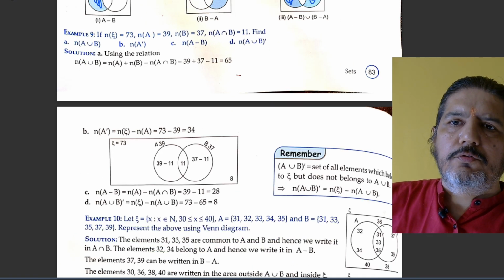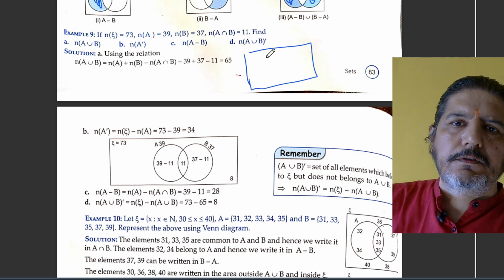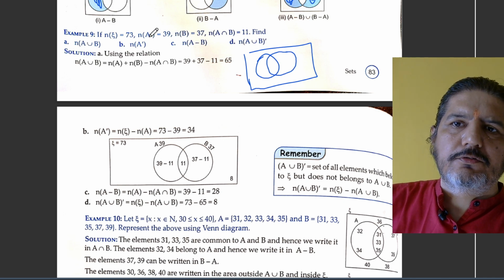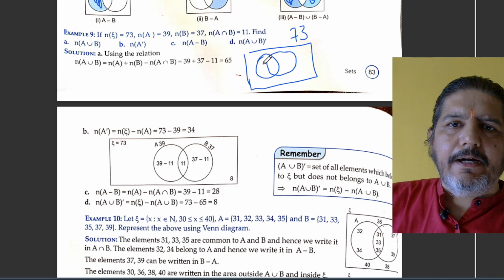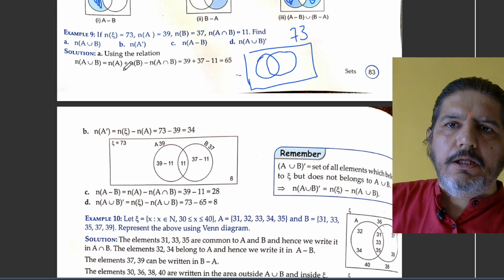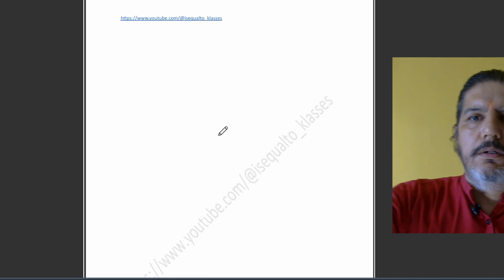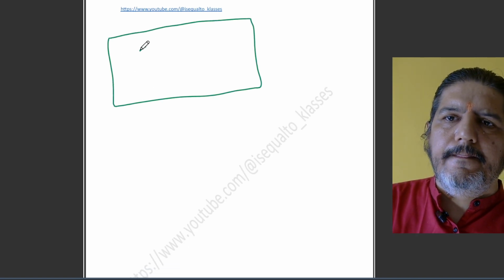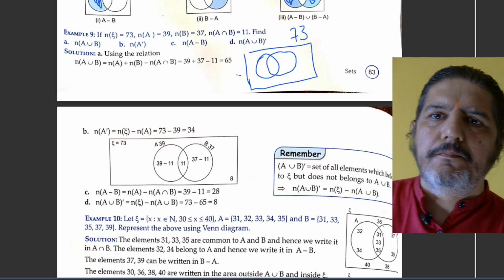Now you'll be able to see. So, for example, in this case, I have A intersection B. This is my universal set. So the number of elements in the universal set is 73. In A are 39, so this one is 39. Let me draw it here so it will become easier. Now it will become easier to see.